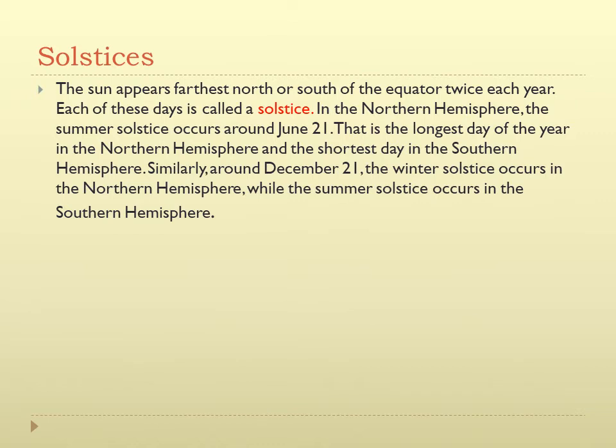We are discussing what a solstice is. The Sun appears farthest north or south of the equator twice each year. Each of these days is called a solstice. In the northern hemisphere, the summer solstice occurs around June 21, the longest day of the year in the northern hemisphere and the shortest day in the southern hemisphere. Similarly, around December 21, the winter solstice occurs in the northern hemisphere while the summer solstice occurs in the southern hemisphere.